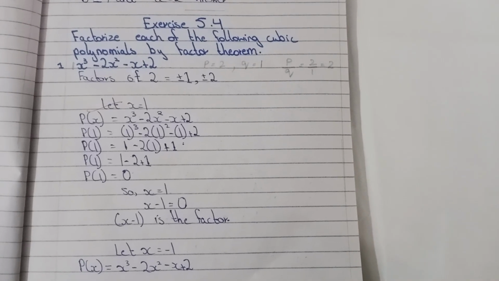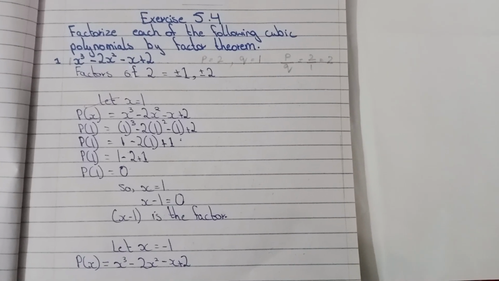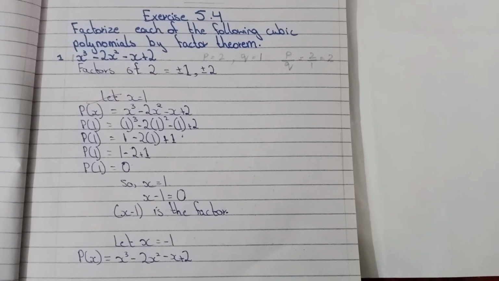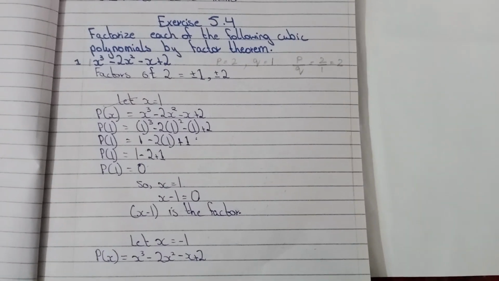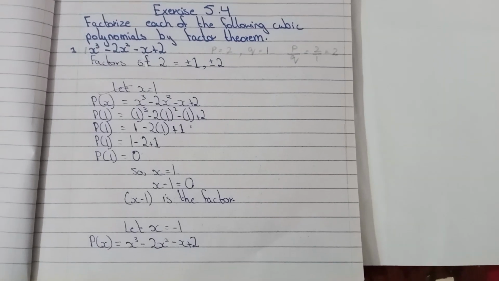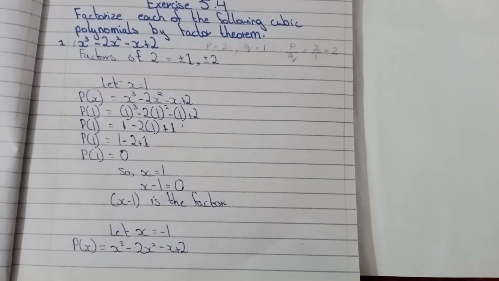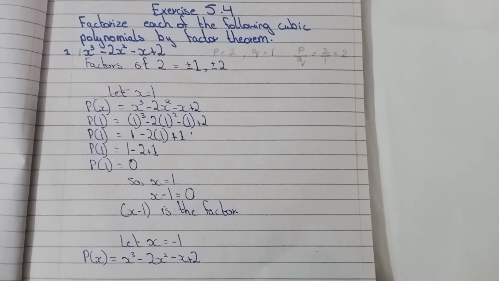Today we are going to start exercise 5.4. In this question we have a cubic polynomial, so we will have three factors. First of all we have to see what the coefficient of x cube is. That is 1 in the first question. And what is the constant number?